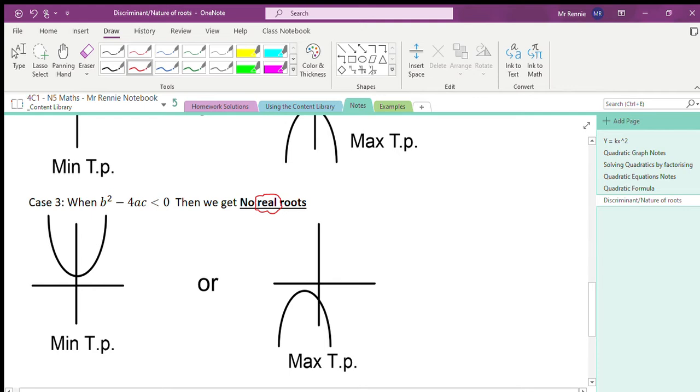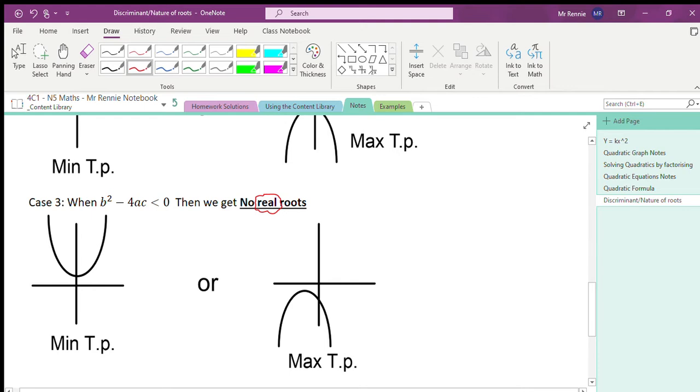You can see what that would look like as a picture: my curve would come down and go up, and it wouldn't touch the x-axis, so we wouldn't have a root. Or if it was a maximum turning point, it would go up, come down, and it wouldn't touch the x-axis there either. So therefore it wouldn't have a root, no real roots. So there are the three scenarios we can get.